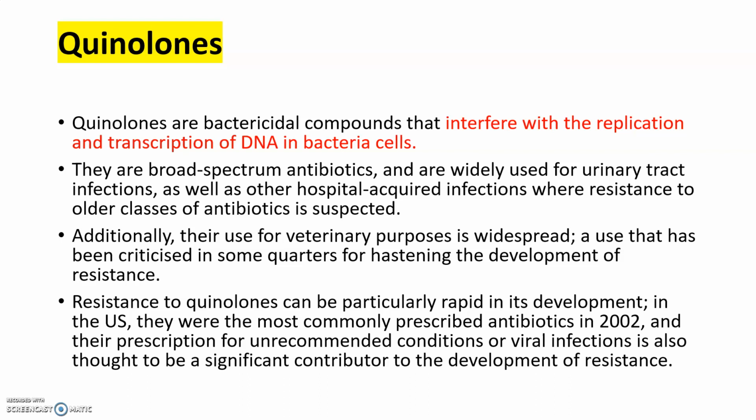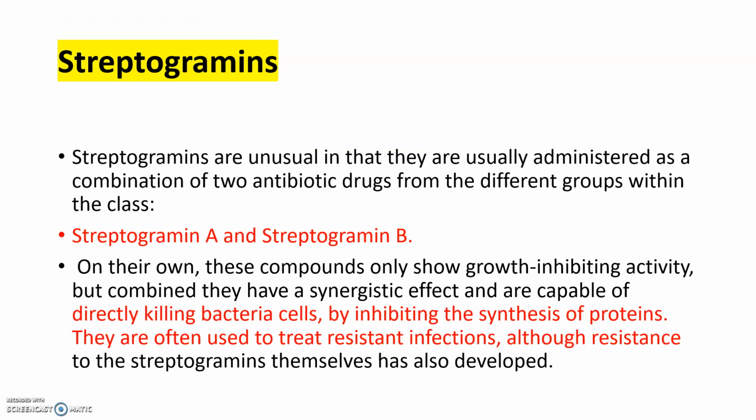This group also developed resistance. Next is streptogramins. These are unusual in that they are usually administered as a combination of two antibiotic drugs from different groups within the class, streptogramin A and streptogramin B. On their own, these compounds show growth inhibiting activity.